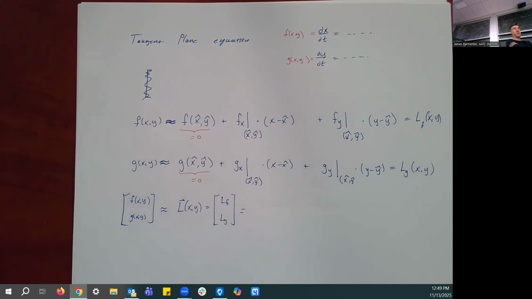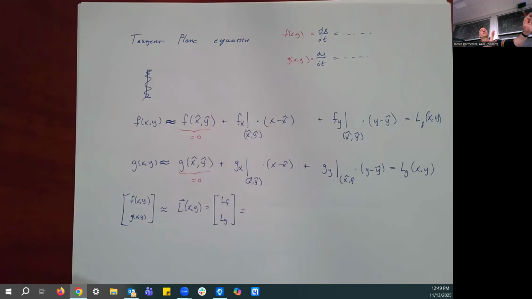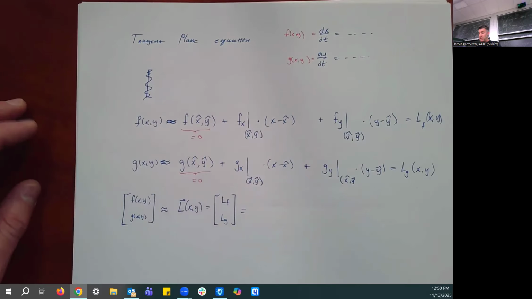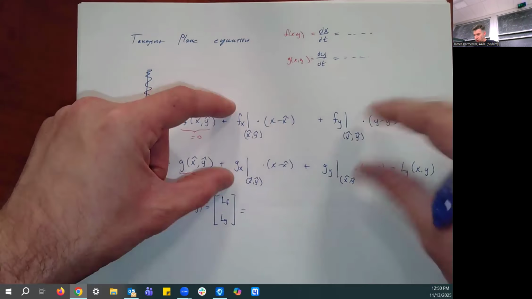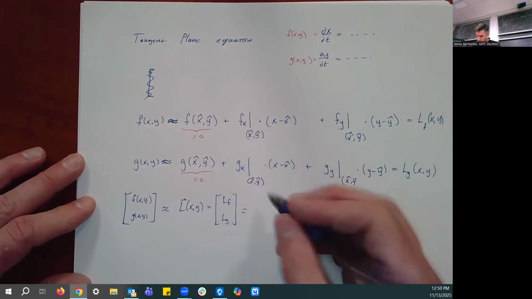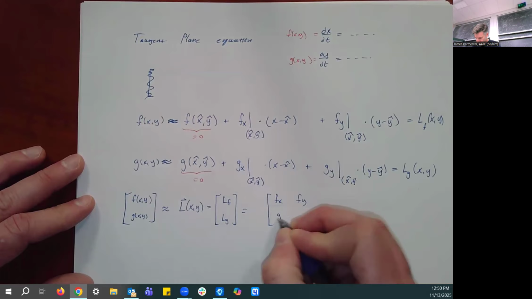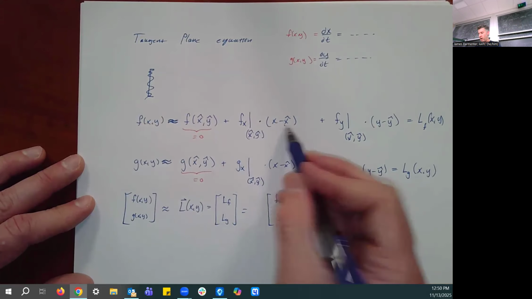You can also talk about tangent planes in general, where this first equation is the right thing to do. But when we're talking about the linearization of a system of differential equations, these parts get to be zero because we found this equilibrium by setting each thing equal to zero. And look what we're left with. You're going to have your Jacobian matrix, fx, fy, gx, gy, times your x minus x hat, y minus y hat.